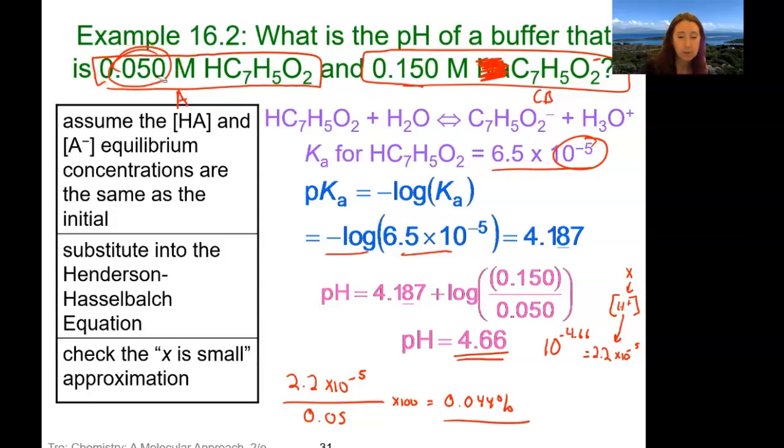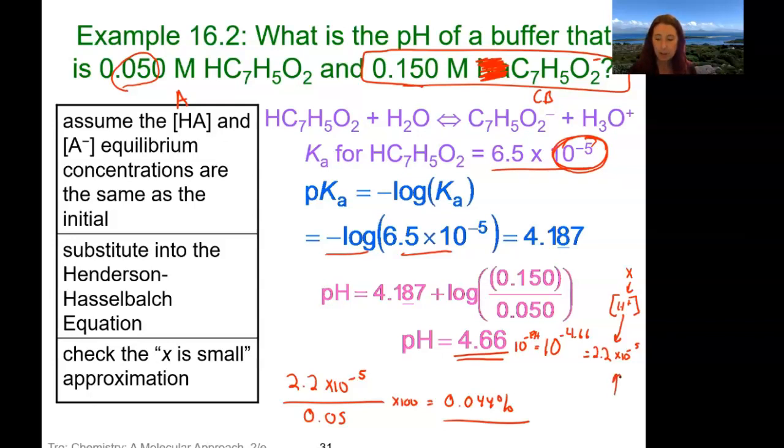Now, we knew our X is small was going to work, again, because this is a negative 2, this is a negative 5, the difference is 10 to the 3, it should definitely work. But if you need to check your X is small, or if you're asked what's the percent ionization, you take 10 to the negative pH. 10 to the negative pH gives you your hydrogen ion concentration. That's what goes on top. Your original acid concentration goes on the bottom. Okay, so let's try another Henderson-Hasselbalch here.